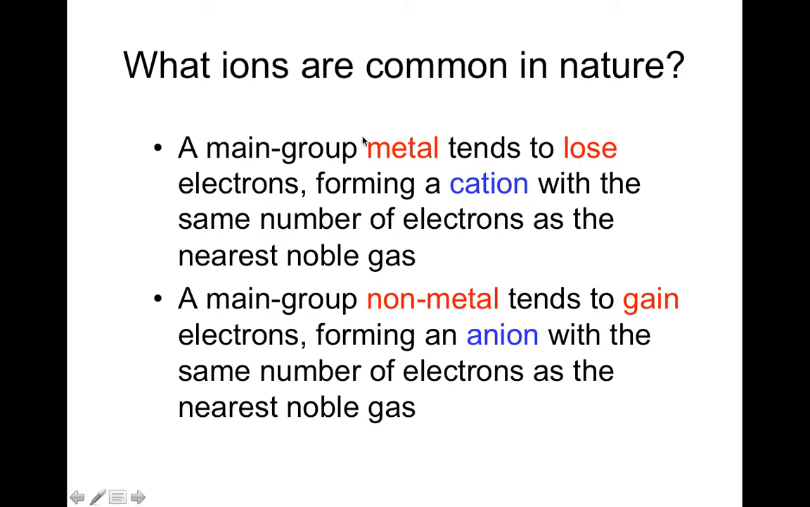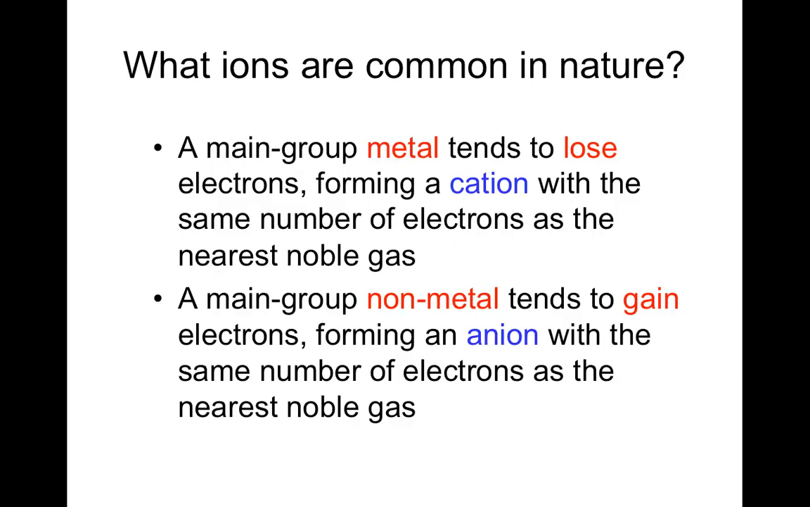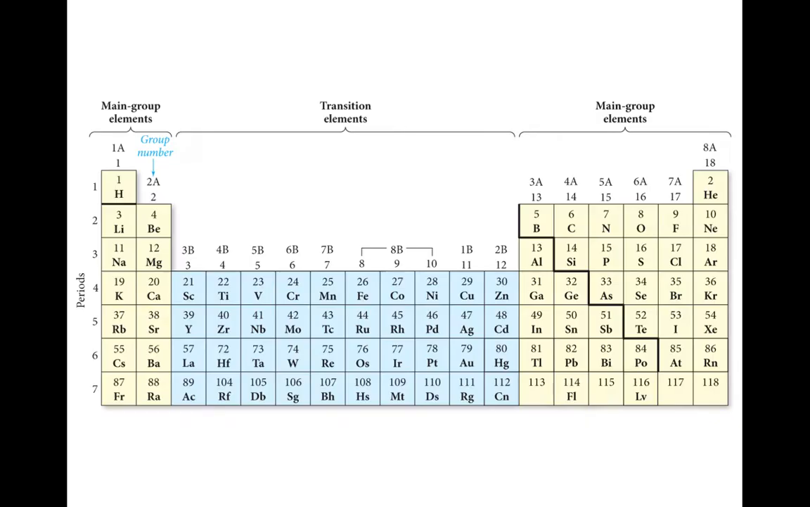A main group metal tends to lose electrons, forming a cation with the same number of electrons as the nearest noble gas. Let's go back to this last slide. You know these are all metals, right? So a main group metal, either here or here, has a tendency to lose electrons and then take on the properties of the nearest noble gas. So let's look at that.